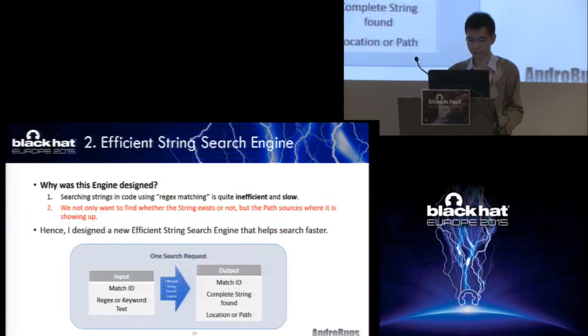Okay, so the second one is the efficient string search engine. Usually you would use regular expressions to search the strings, but it is quite inefficient. Also, we not only want to find whether the string exists or not, but the paths and sources where it is showing up. So consider we are searching the strings index file. The string search needs to be redesigned and fast.